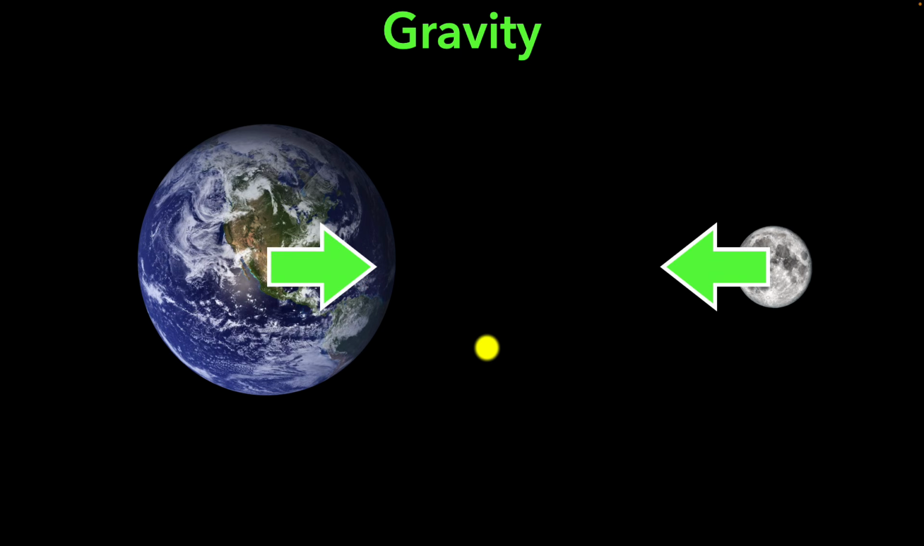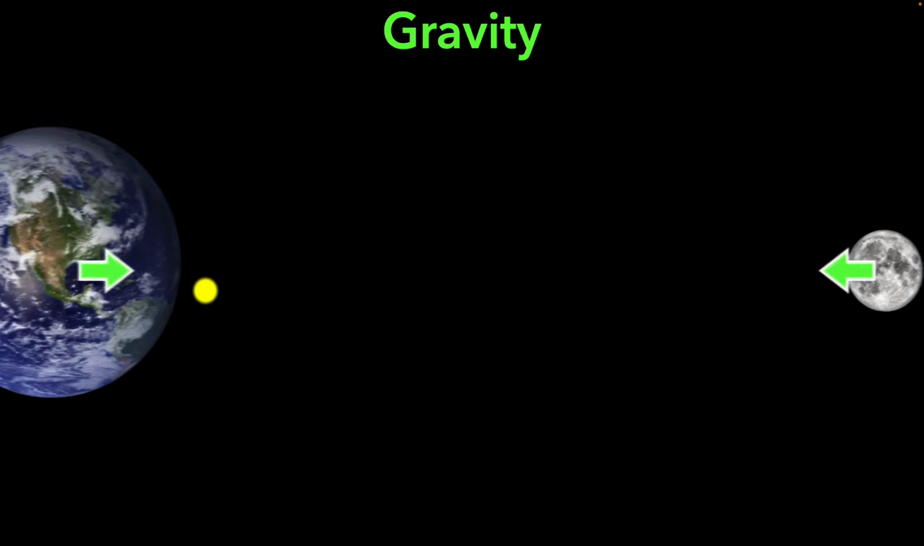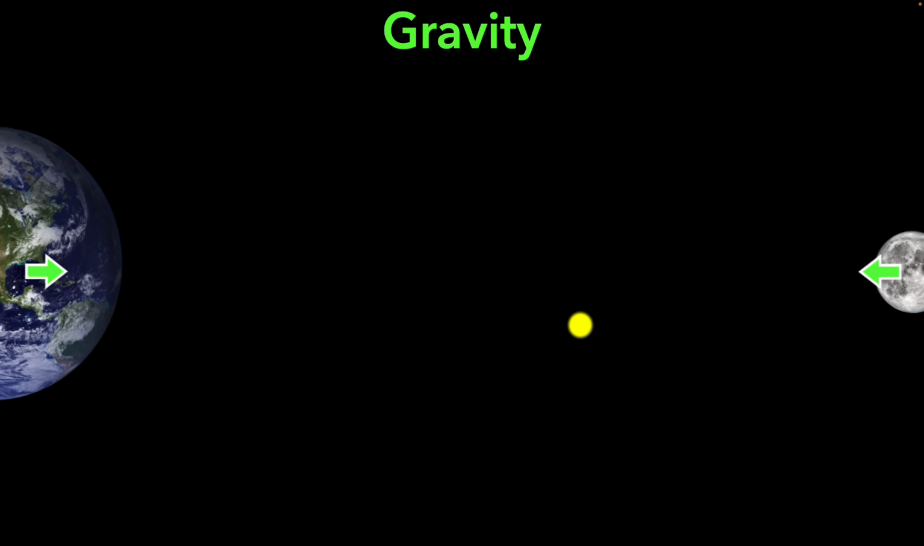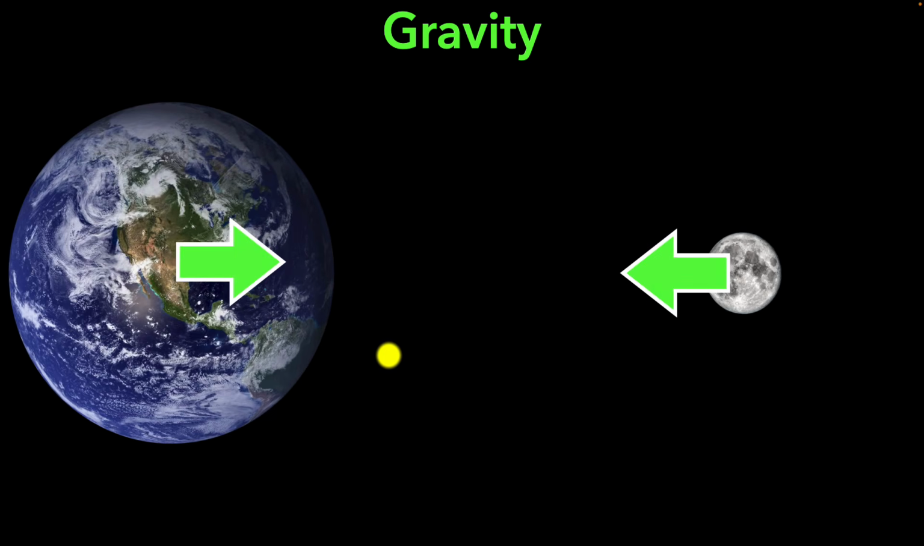But the second thing is distance. The farther apart the two objects are, the weaker the gravitational pull between them. So if the Earth and moon were farther apart, for example, their gravitational attraction would be weaker. The closer they are, the stronger the pull. But remember, Earth and moon both pull on each other with exactly the same amount of force. And it's the moon's pull on the Earth that causes the tides on the Earth.